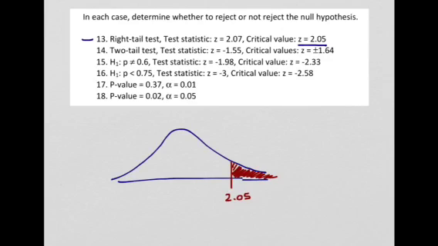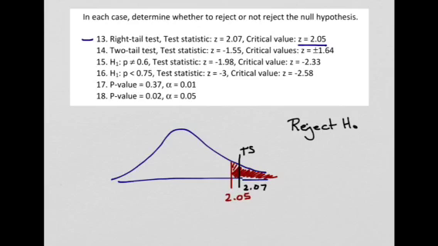Our test statistic is 2.07, which would fall just beyond 2.05 into the tail. So since that test statistic is in the rejection region, we're going to reject the null hypothesis.